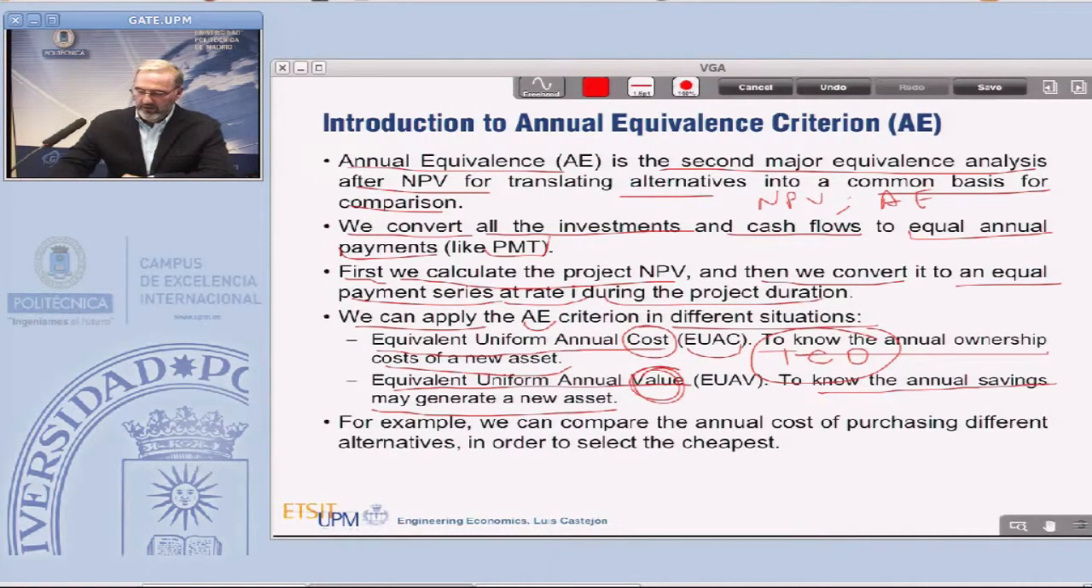Imagine that you want to decide whether to buy or update a machine or buy a new one that will generate savings in the future. Does this investment today deserve the project savings you are having in the future? For that reason, you have to calculate the equivalent annual savings you are getting from the project. For example, we can compare the annual cost of purchasing different alternatives in order to select the cheapest one. As you understand, this is a very big issue for companies. They are quite interested in applying what you are learning today.